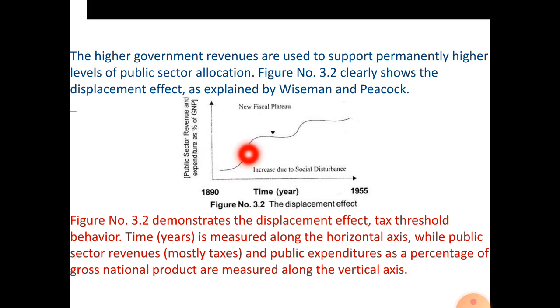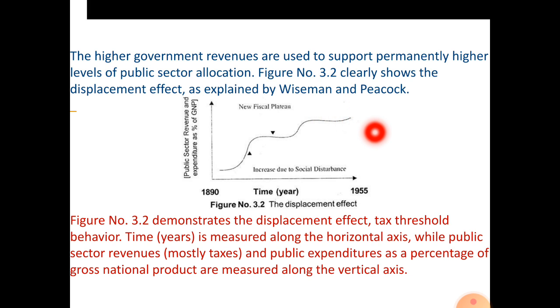Next, the GNP expenditure increases, then slowly goes down, then up, then down. The expenditure fluctuates with jerks, because we have taken the time period 1890 to 1955. The expenditure goes upward, downward, upward, downward, upward, downward, upward.